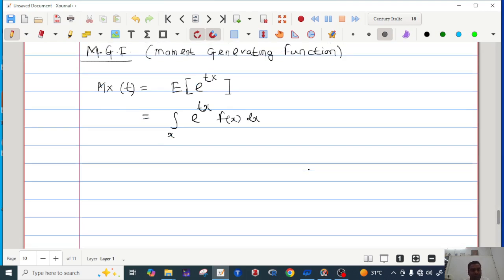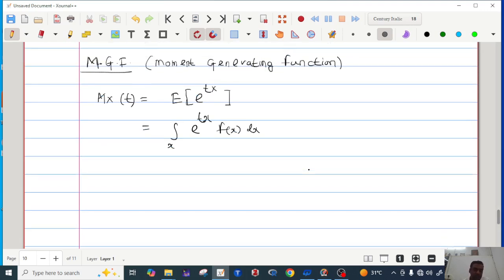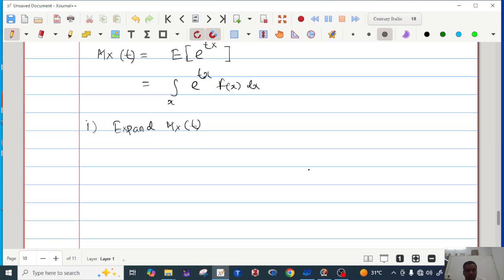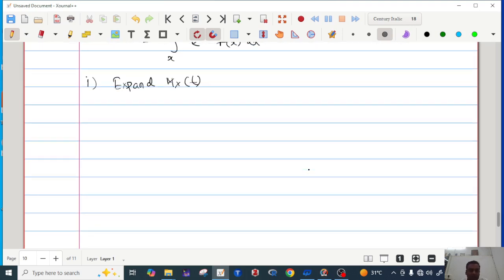What is the purpose of this MGF? As we just discussed, it helps to generate the moments. How? Suppose for any continuous random variable you obtain this MGF. There are two ways. The first is to expand the MGF, expand this M_X(t), and from it you will get the raw moments.